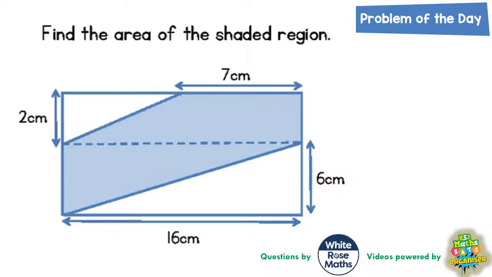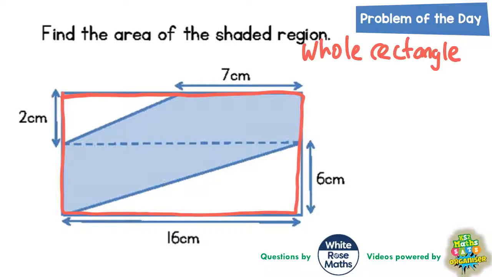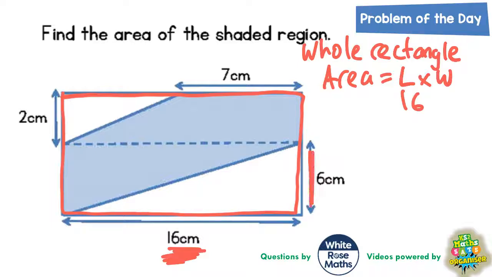Now, the first thing we're going to do is look at the whole rectangle and find the area of the whole rectangle. Well, as we know, the area of a rectangle is length times width. We've got the length across the bottom here, that is 16, and the width is this 6 centimetres plus this extra 2 on here. So that's 6 plus an extra 2, so that is 8 centimetres. So the width is 8 centimetres.